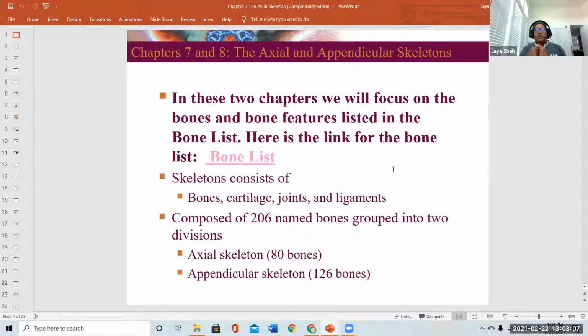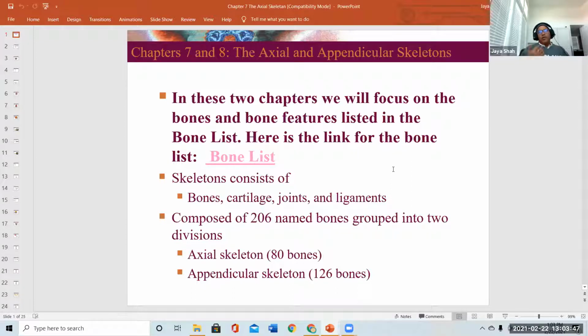Some of the bones you have to know just the name. Some of the bones you have to know the names and the number. Some of the bones you have to know their names and the bone features. I have printed out all my bone list here. When I go over chapters 7 and 8, I will focus only on the bone list. In my recorded video, I also went into MyLab and Mastering, accessed all the bones, and talked about only the bones which are in the list.